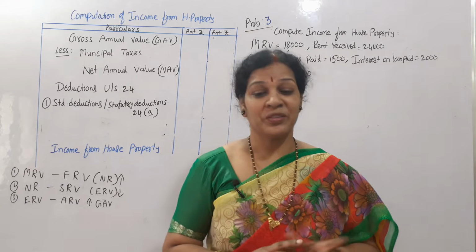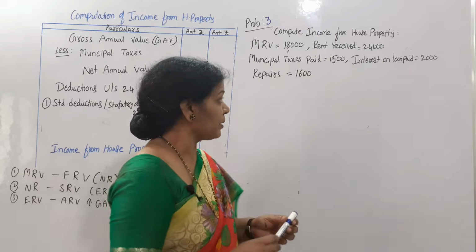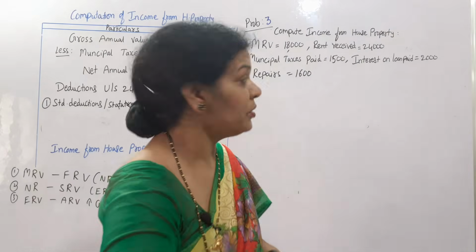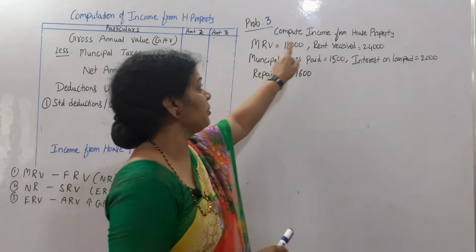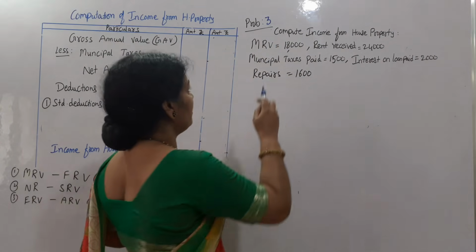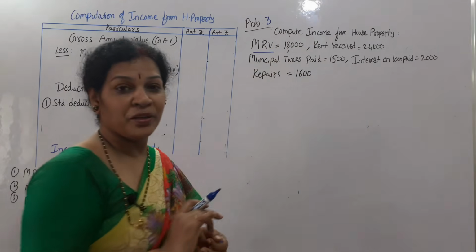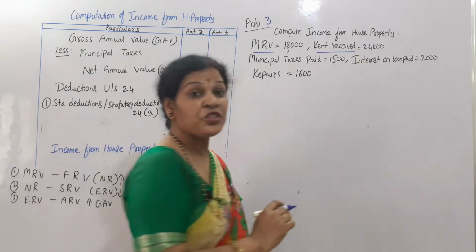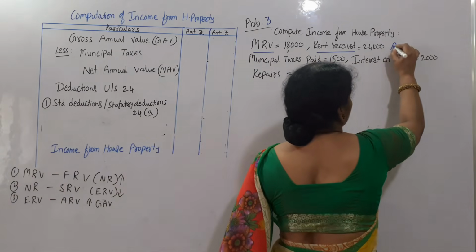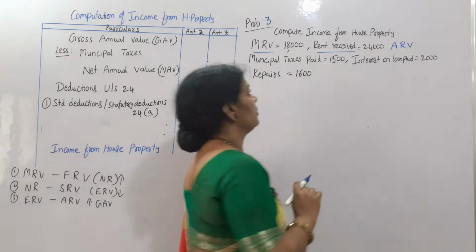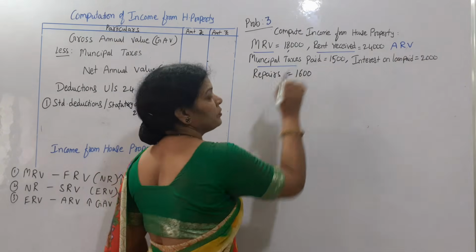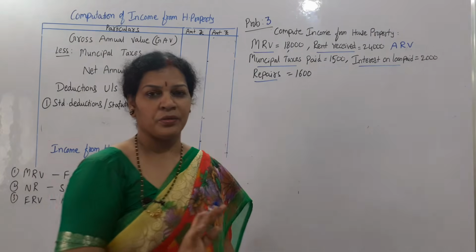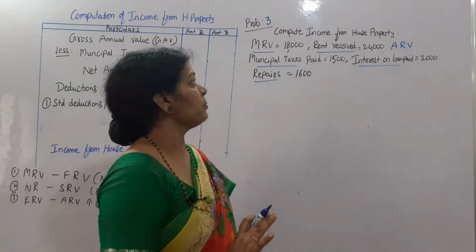Now coming to the problem. Simple problem it is. Now the problem information is given this much only. Compute income from house property. So what is given? Municipal rental value, MRV, is 18,000. Rent received means actual rental value, 24,000. And municipal taxes 1,500. Interest on loan paid 2,000 and repairs 1,600. Only this is the information given, asking us to compute income from house property.